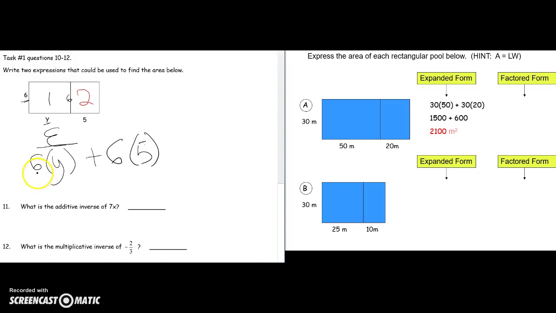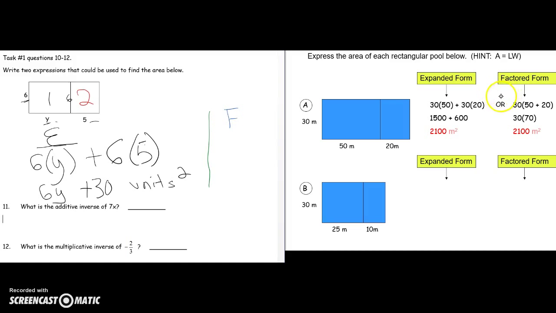Alright, when we multiply 6 times y, since they're not like terms, we can express our answer as 6y plus the answer to 6 times 5. What's 6 times 5? 30. After the 30, just be sure to indicate that you'll be dealing with units squared, since they did not tell us what type of unit it was. Okay? Now that was the expanded form. What we want to look at now is the factored form.